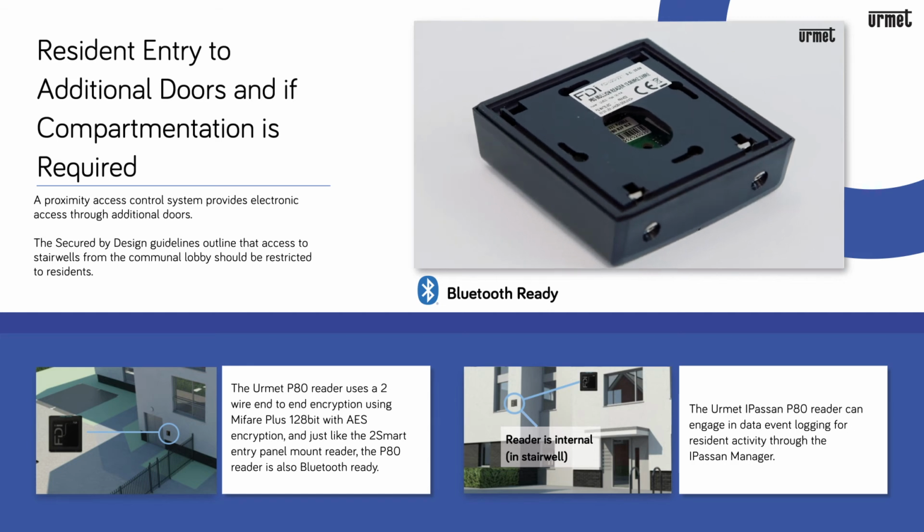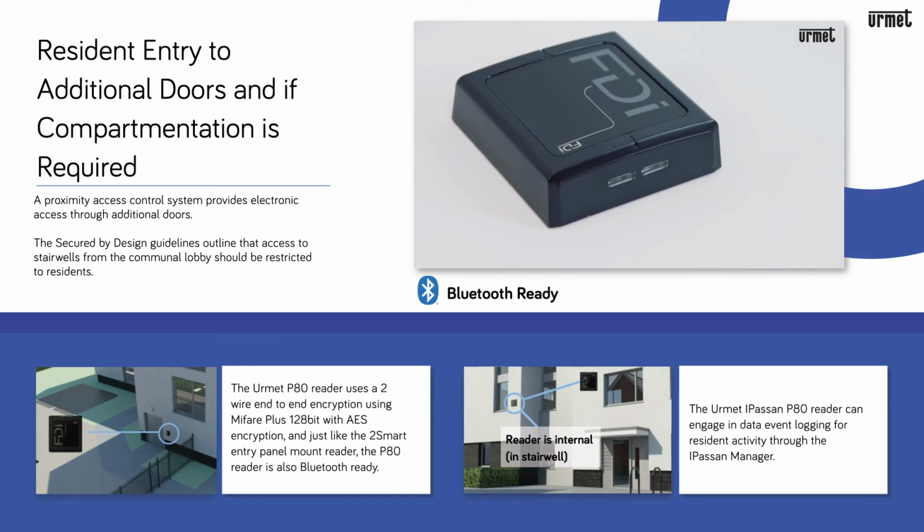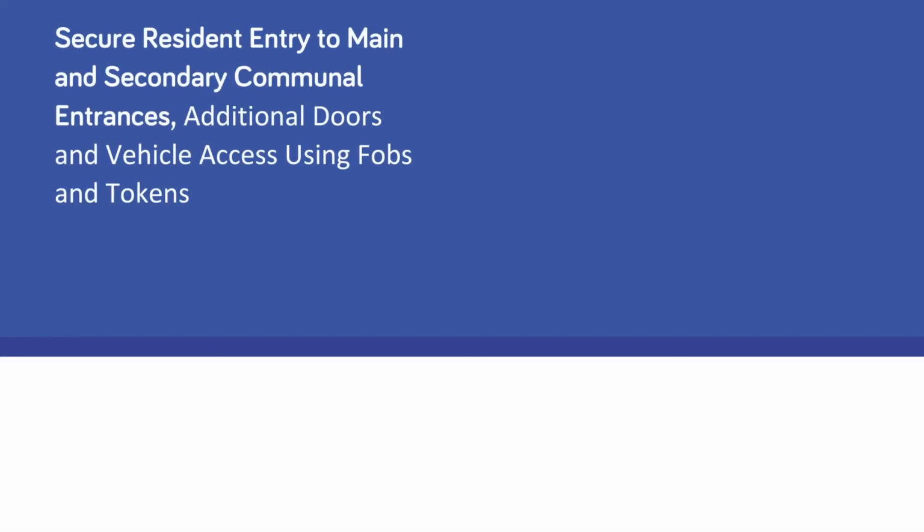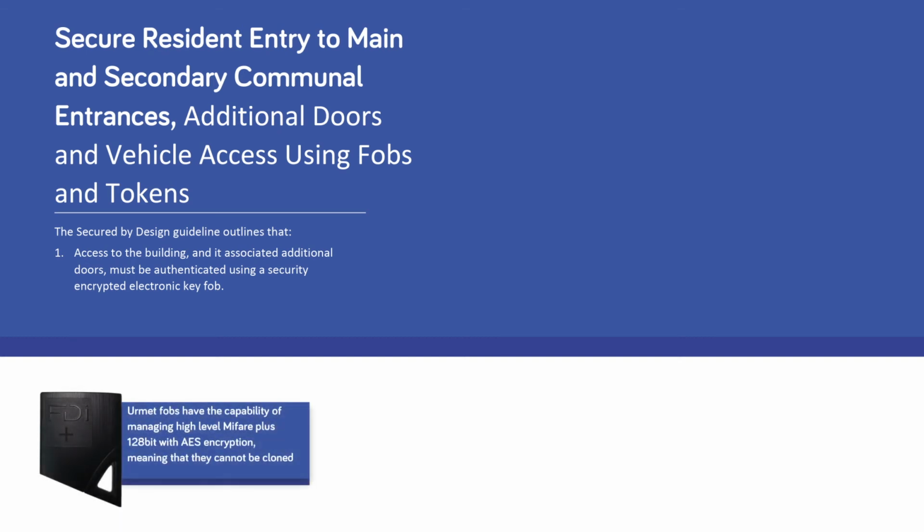How does the Urmet solution go further? The Urmet iPerson P80 reader engages in data event logging for resident activity through the iPerson manager. The Secured by Design guidelines outline that access to the building and associated additional doors must be authenticated using a security encrypted electronic key fob. So what's the Urmet solution?